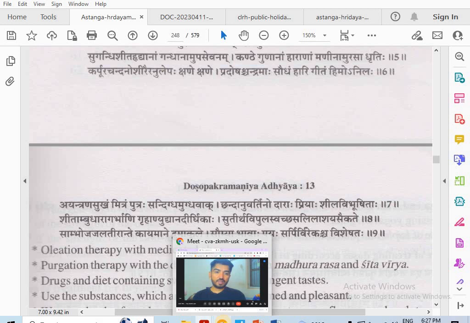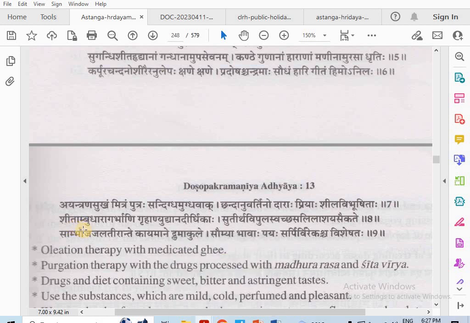Then in the next 8th sloka we can read Sitambu Dhara Garbhani Gruhan Yudyana Dirghikaha. Students, Sita Ambu, two words we have, Dirgha Sandhi. Sita means cold, Ambu means water, Dhara is actually flow, Garbhani is actually the place, or the home. And next we have Gruhan Yudyana Dirghika. So what is the meaning of this line?